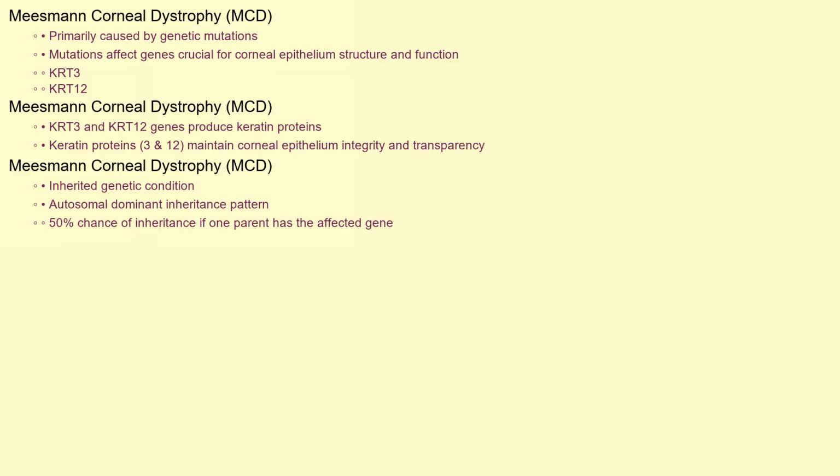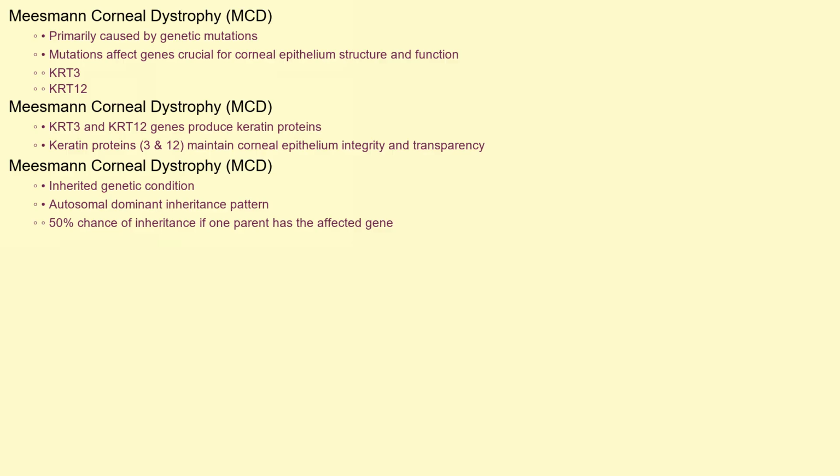Hello and welcome. Today we're diving into the world of ophthalmology to explore a rare, inherited eye condition called Meesmann Corneal Dystrophy. We'll uncover its origins, how it affects vision, and what options are available for managing this fascinating and sometimes challenging disease.